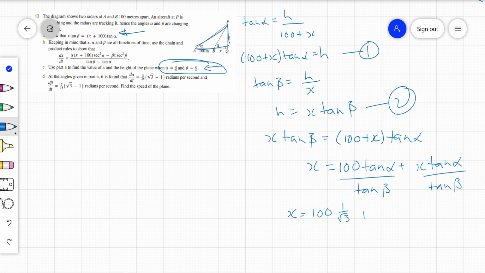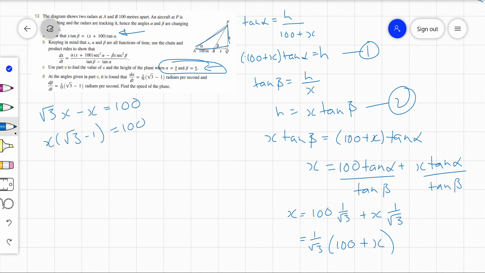Plus x, and this will be again tan 30, so I've got 1 on root 3, 100 plus x there. So actually, if I put all the x's together, I'm going to have root 3 x minus an x, and that's going to equal 100. So you can see that (root 3 minus 1) x equals 100. I think I went the long way. Alright, so I get x equaling that, and if you want to rationalize, let's do that.